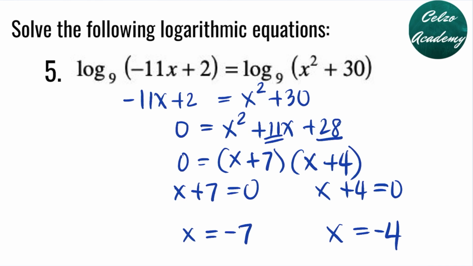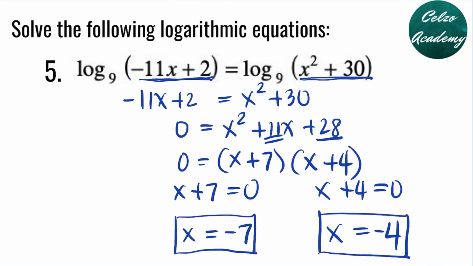Now let's check for extraneous solutions. Plugging in negative 7, negative 11x plus 2 will be positive. X squared plus 30 will also be positive. So x equals negative 7 is a solution. Now let's plug in negative 4. If we plug in negative 4, negative 11x plus 2 is also positive. X squared plus 30 is also positive. So x equals negative 4 is another solution. So for number 5, the answers are negative 7 and negative 4.